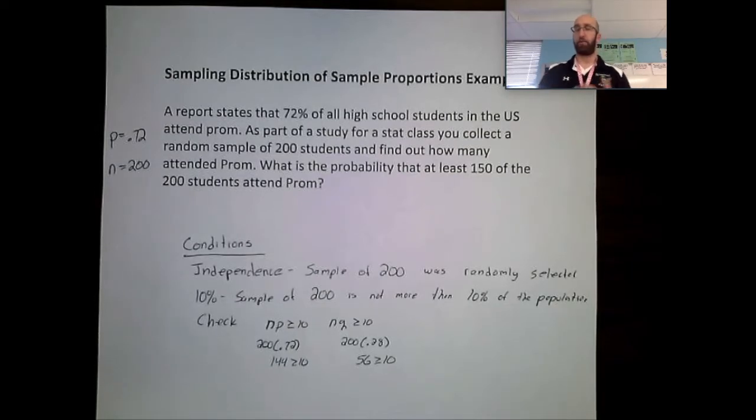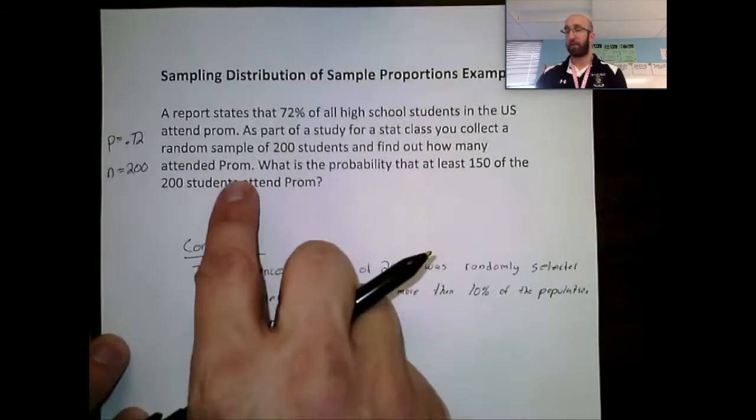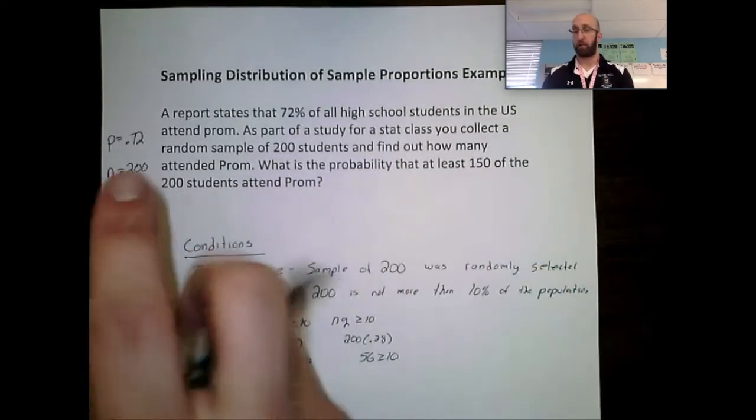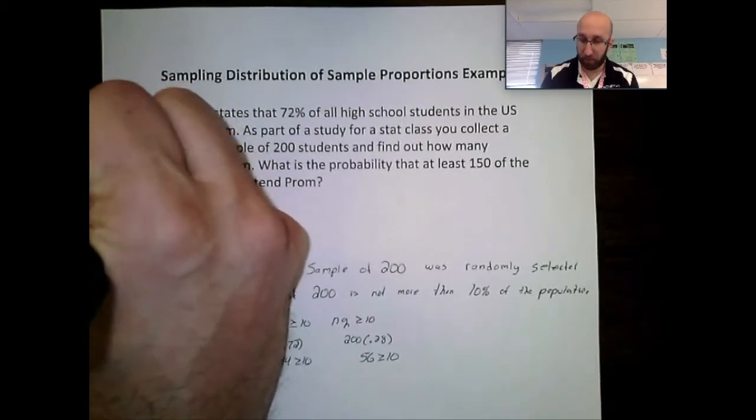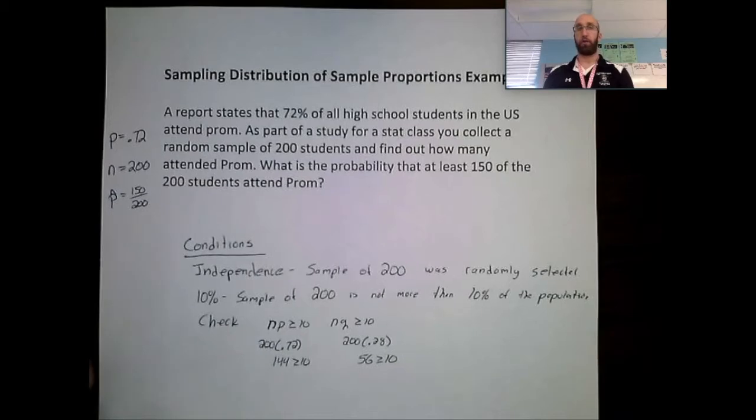And then finally, they have the actual question part. What's the probability that at least 150 out of the 200 students attend prom? That is your sample proportion. So 150 out of 200, that is p hat equals 150 over 200. Once I have those pieces of information, then I'm going to tackle some conditions.